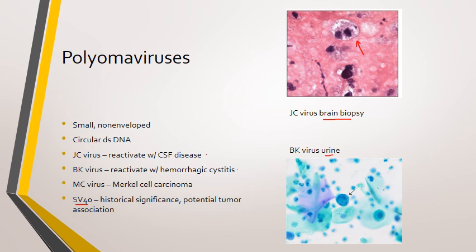Now, diagnosis of either the JC or of any of these viruses would be done with PCR. We don't have serological methods for this. And you would take, for the JC virus, you would need a CSF sample or brain biopsy. For the BK virus, you can use PCR or you can use a cytology of the urine, either one, as I showed you here.